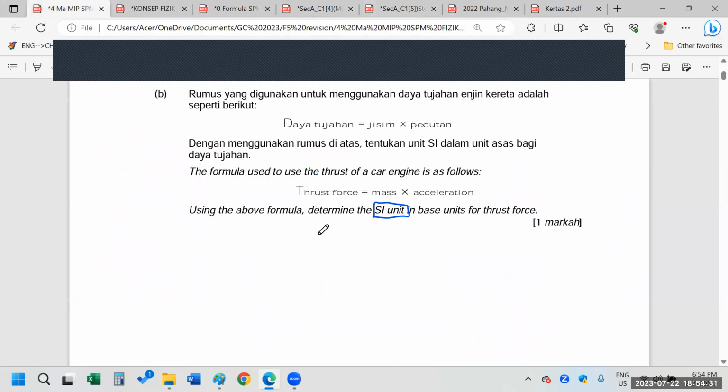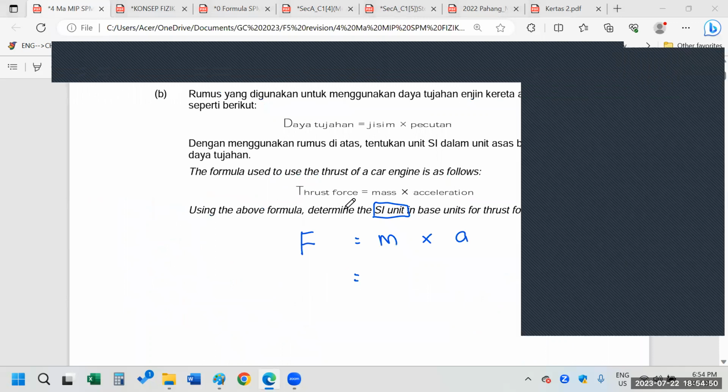Alright, now this SI unit, how? Actually very easy. Thrust force is a force, so force equals mass times acceleration. Yes, it's Newton, but they want the SI unit in base units. Newton is a derived unit.